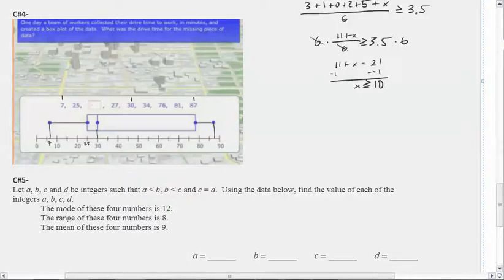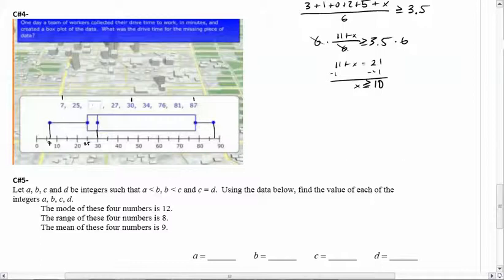Now, I don't see a 78 up here anywhere, so I'm not sure what to do. Well, what is that 78 supposed to be? That's supposed to be our third quartile, right? So if I look at my data, there's the median. The third quartile is that right there.